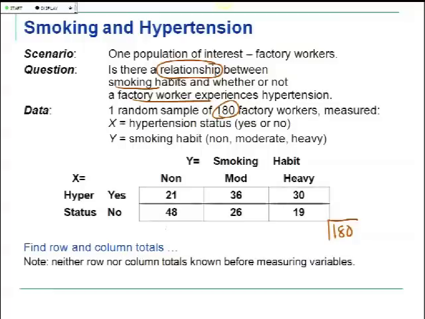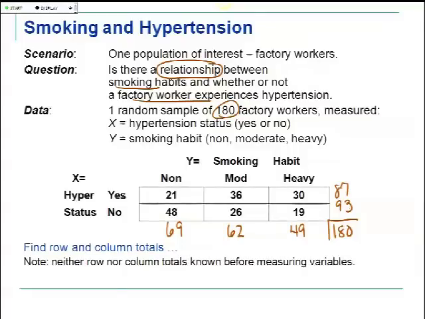So our non-smokers add up to 69. Our moderate smokers totaled 62. 49 is our total for the heavy. And the yes hypertension, 87 said yes. 93 said no. Because we need those to find expected counts if we're going to be doing the full test.